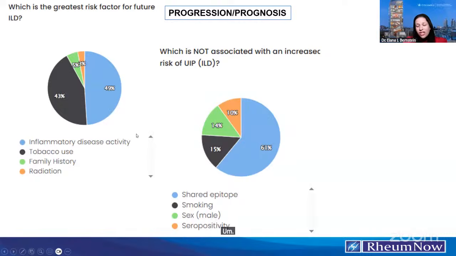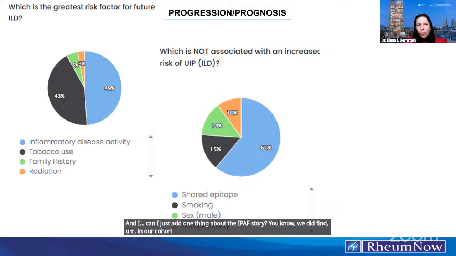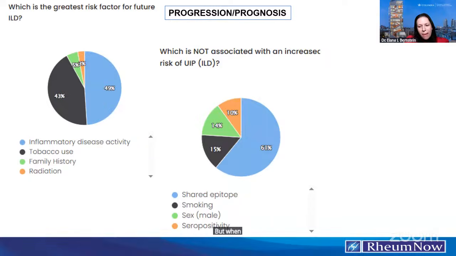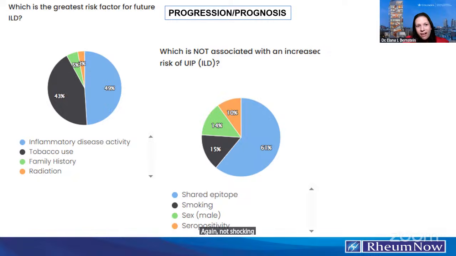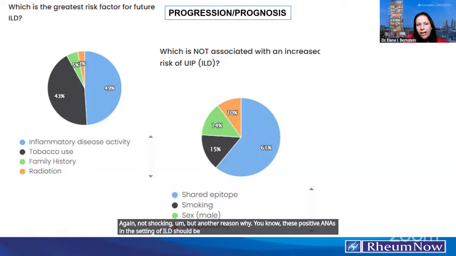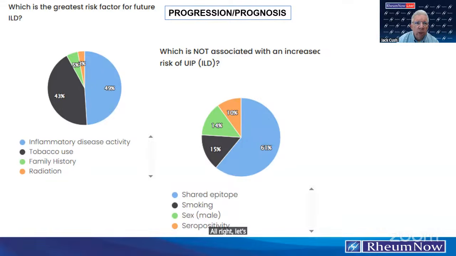And can I just add one thing about the IPAF story? We did find in our cohort that people with IPAF, I mean, this is not shocking to anyone, but when comparing people with IPAF to other forms of unclassifiable ILD, those with unclassifiable ILD and IPAF had a greater risk of actually progressing to a definite diagnosis of SARD compared to those without IPAF. Again, not shocking, but another reason why these positive ANAs in the setting of ILD should be taken seriously and evaluated. All right, let's go through the next three questions kind of quick.